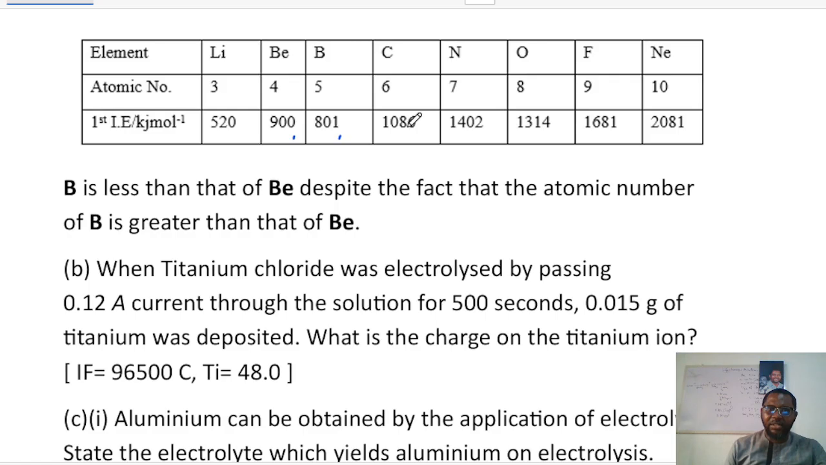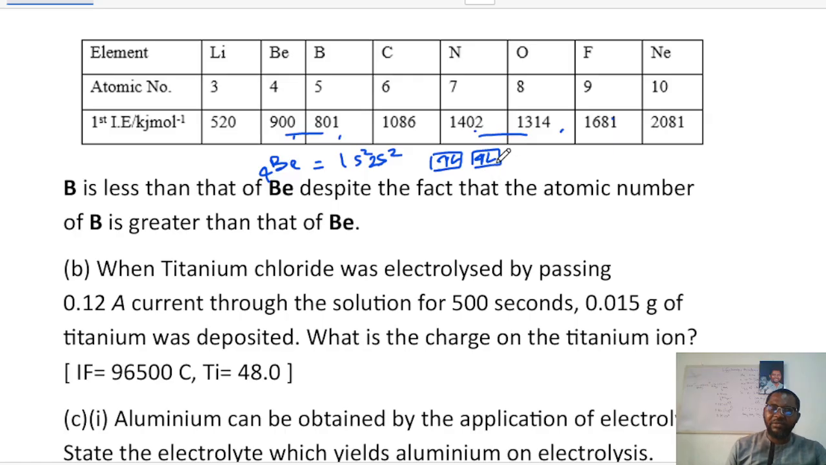So you can see from 520, 900, but there is a decrease here. Then it continues increasing 1084, 1004. Then there is a decrease here. Then it continues increasing here. Are you seeing that? Now at the point where they decrease, just like here, has something in common. Whenever you see a dip in the first ionization energy, it is simply because of the stability of the element before it. For example, beryllium is number 4. The configuration is 1s2, 2s2, meaning that all the orbitals are completely filled. So it is more stable.